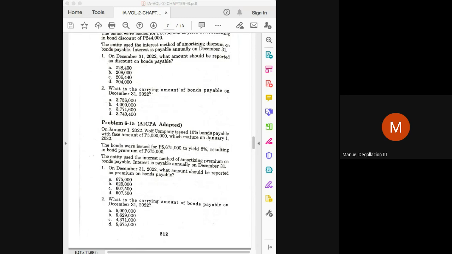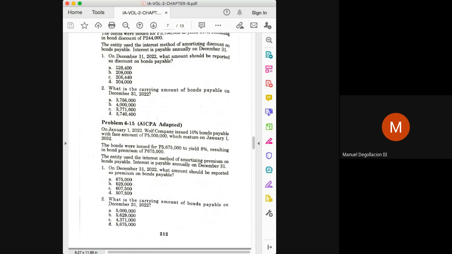And once you have the 46,000, you just have to deduct it from the previous balance of the premium, which is in this case 675,000. So 675,000 minus 46,000 amortization of the premium, 675 minus 46, you will have 629,000. And that is already the remaining balance of the premium on December 31, 2022. That would be the unamortized premium on the bonds as of December 31, 2022.